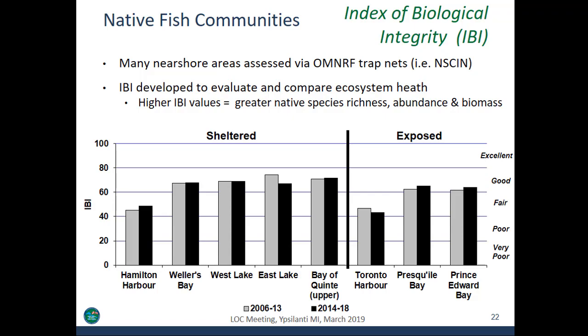In some areas we see an increase in IBI scores, such as Hamilton Harbour, which I'll be talking about in the next couple slides, where we're working on restoring walleye populations there, as well as Presqu'île Bay and Prince Edward Bay. And in other areas, though, we have seen a decline, Toronto Harbour being one of those, and one of the lowest IBI scores we have as well. So some good news stories here and some other questions.